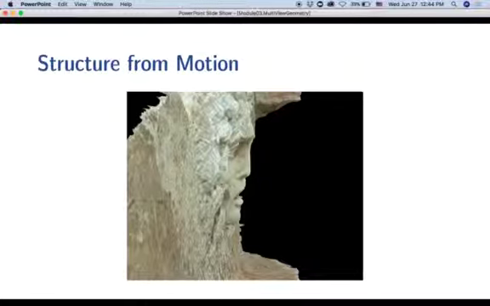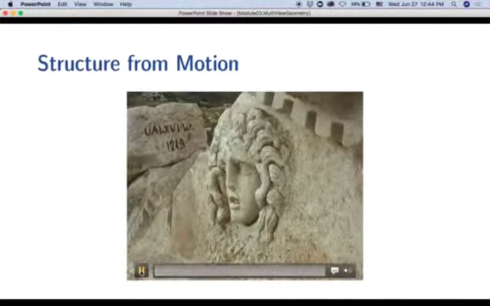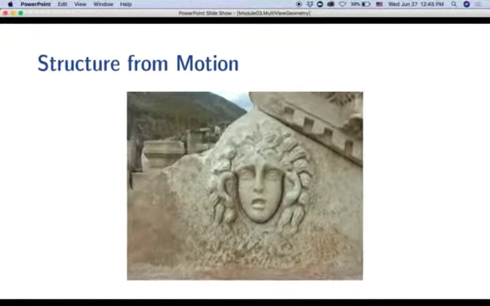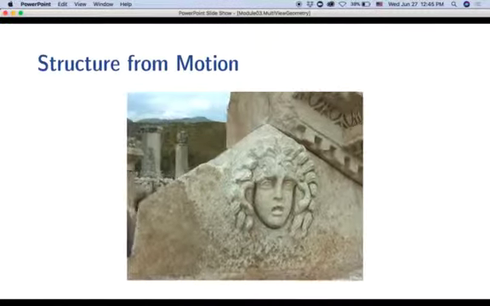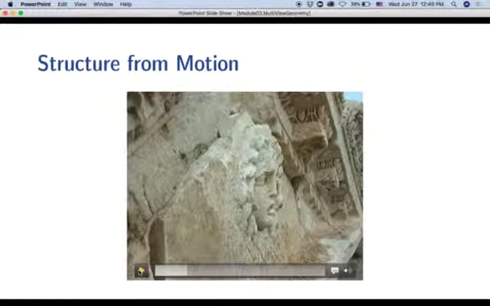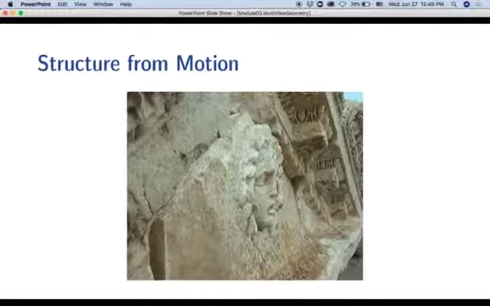If I play this again, the first part of this, where is the information of structure? The information of structure is really in the motion of these points. If you look at one point, let's say the tip of the nose, it is moving in this video differently from the eyes and from other points which are at a different depth. That's why we call this structure from motion. If I am able to measure the motion of every point, I should somehow be able to convert it into depth information, into the 3D coordinates.